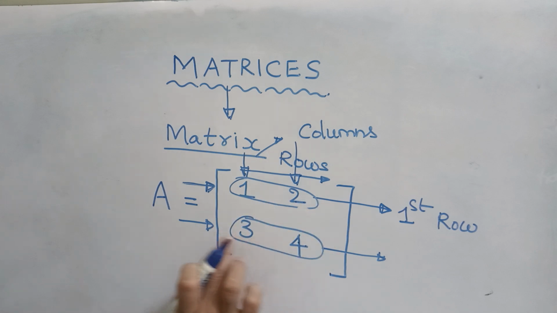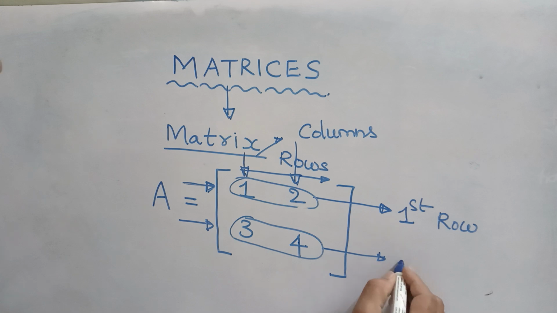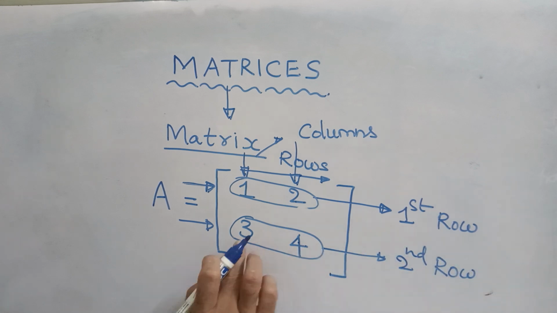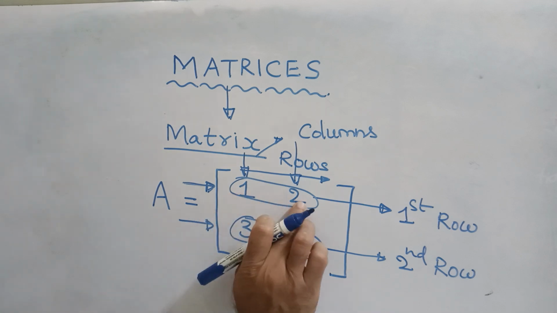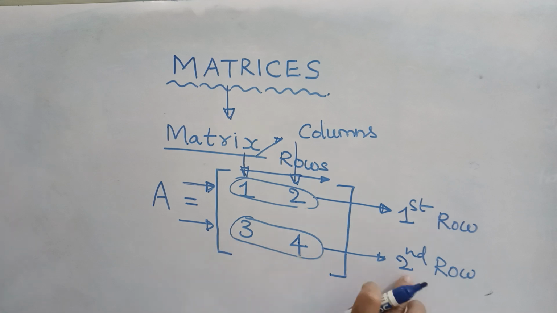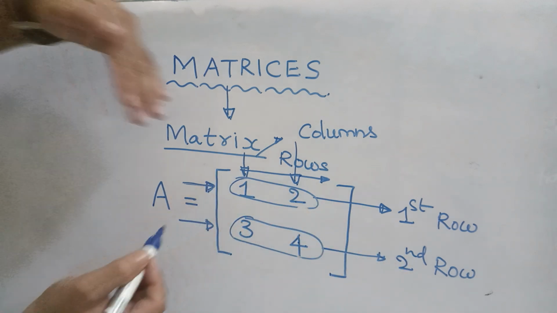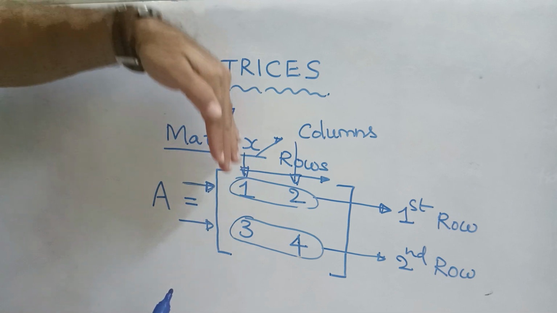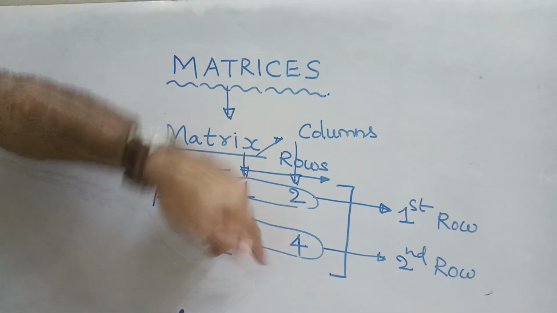Coming to the second row, 3 and 4 are the elements in the second row. Clear? 1 and 2 are the elements in the first row, right? 3 and 4 are the elements in the second row. Clear? Coming to the columns, 1 and 3 are the elements in the first column, and 2 and 4 are the elements in the second column.